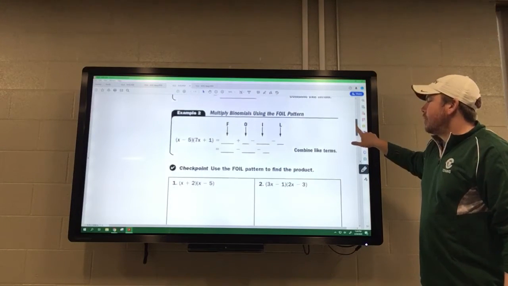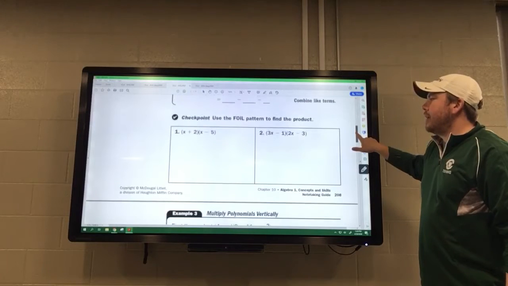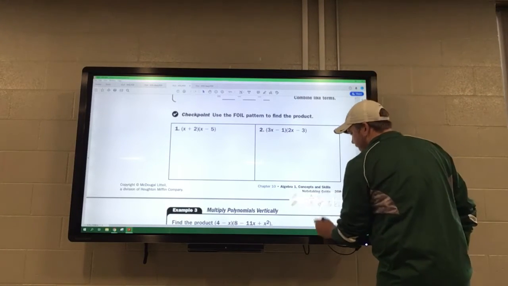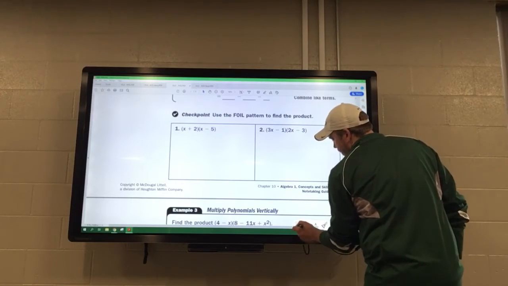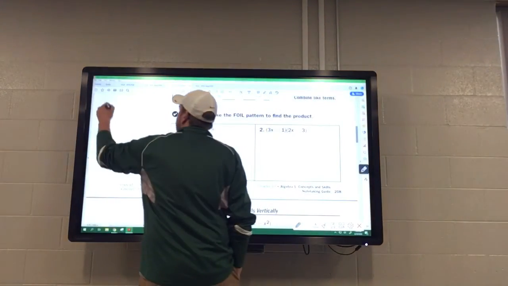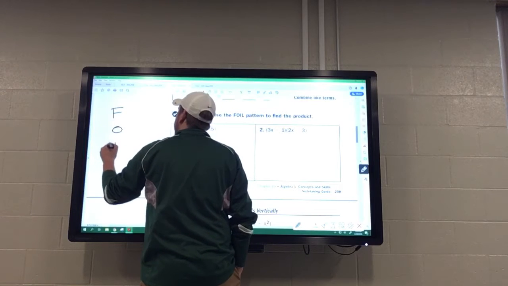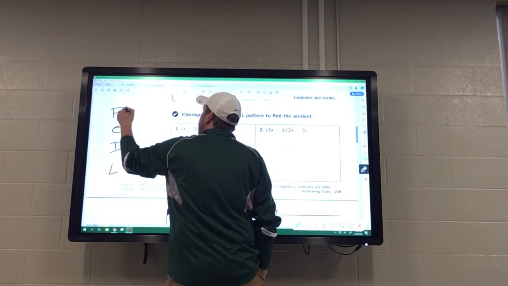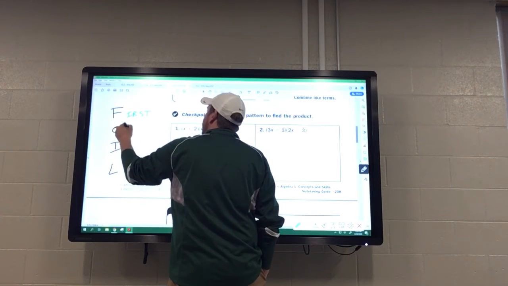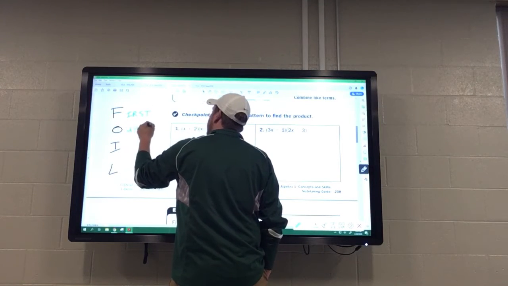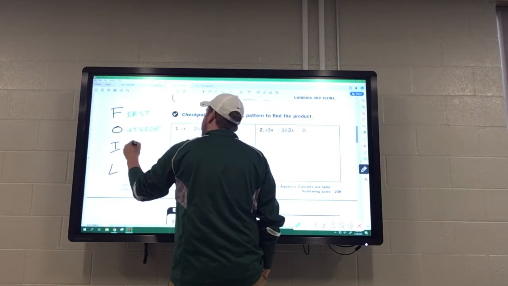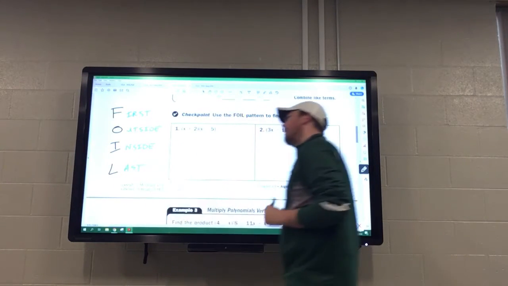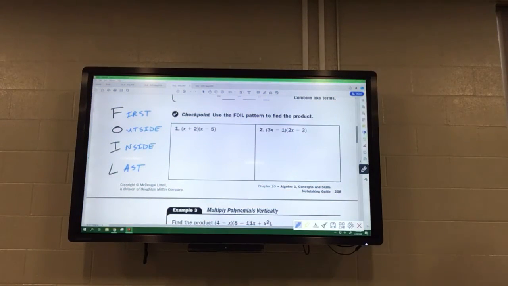Now, we're going to do both of these, but we're going to do the FOIL method for both of these. So let's go ahead and write that out again. And you should memorize this, by the way. FOIL. First, outside, inside, last. First, outside, inside, last. Let's do it.